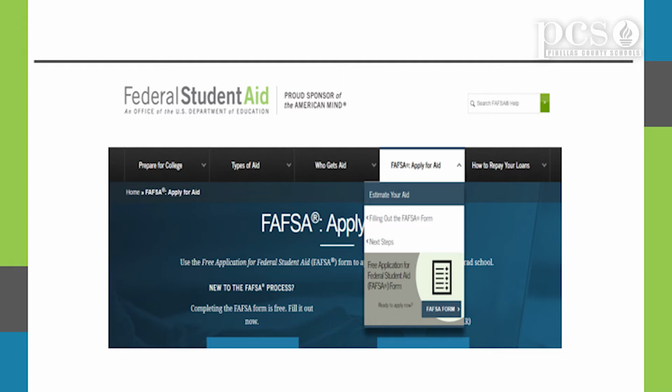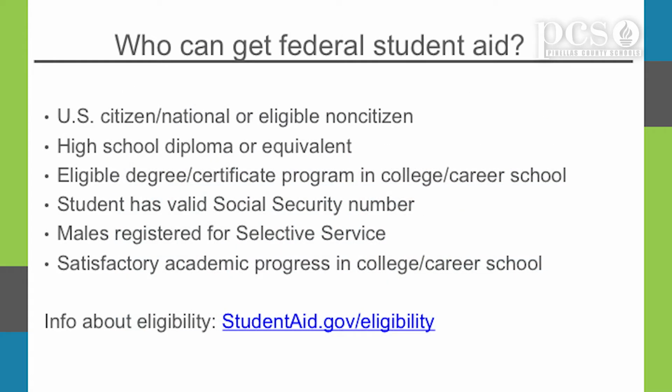Now, who can qualify for federal student aid? You do have to be a U.S. citizen, national, or eligible non-citizen in order to qualify for federal financial aid. You also must have a high school diploma or equivalent. You also must be enrolling in an eligible degree or certificate program in college, career school, or university. A college must be accredited in order to receive federal financial aid.